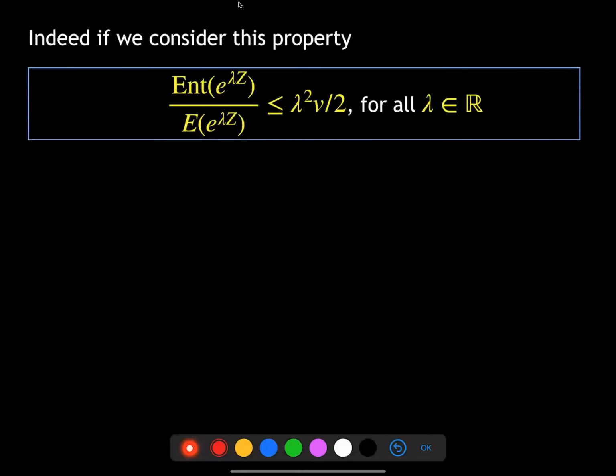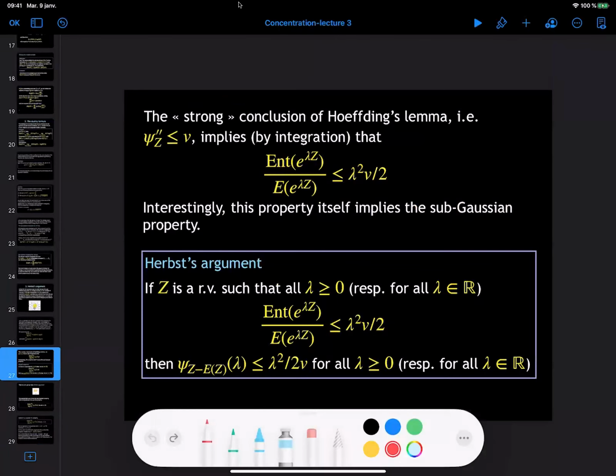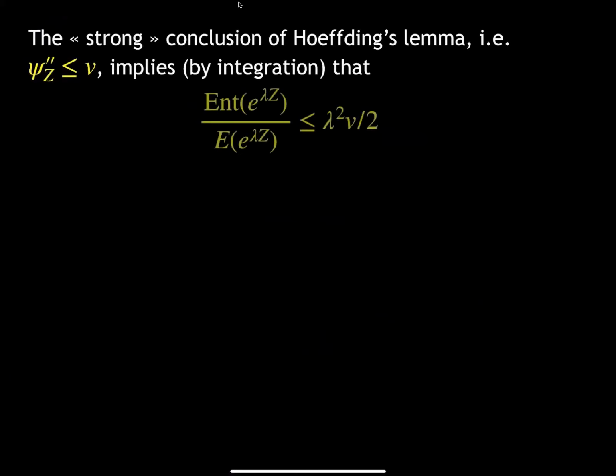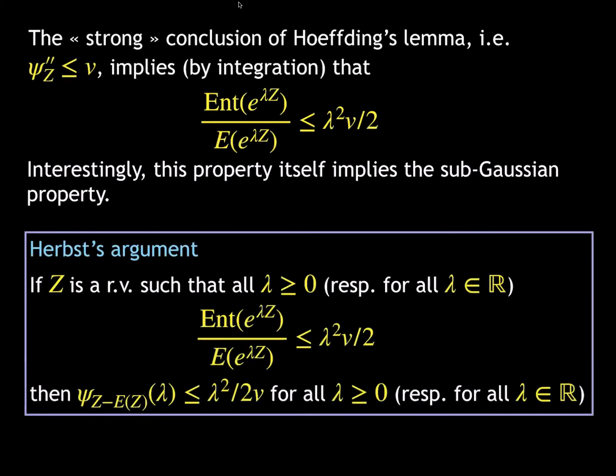Excuse me? Could you show Herbst's argument again, not the previous slide, but the one before? Yes. Yeah, that one, because what it says is if the ratio is smaller than lambda squared V over 2, then it's sub-Gaussian. Is the reciprocal true as well?